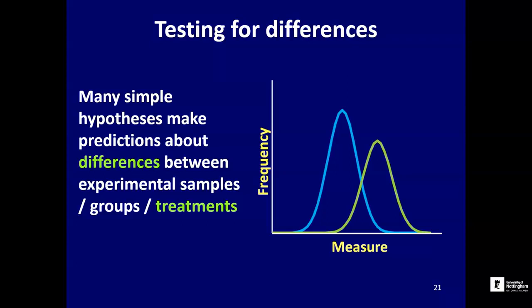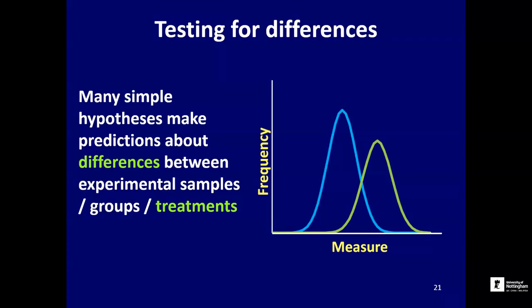I find it easiest to visualize these ideas on a frequency histogram. So these two lines, the blue and the green line, represent two possible samples or groups or treatments in an experiment, and we're interested in the degree to which they overlap, essentially, the degree to which these two samples are different.